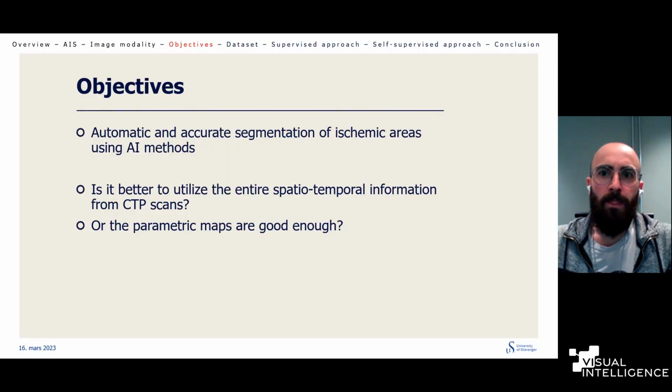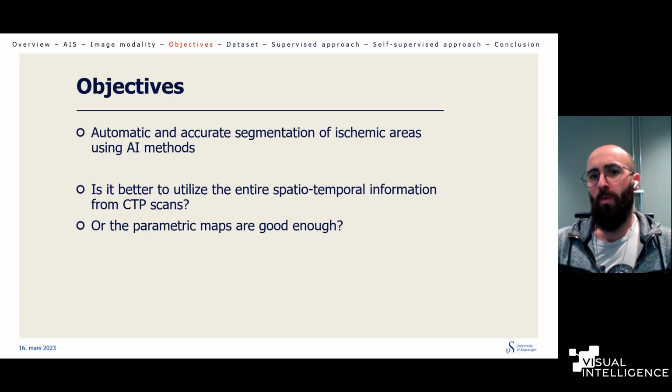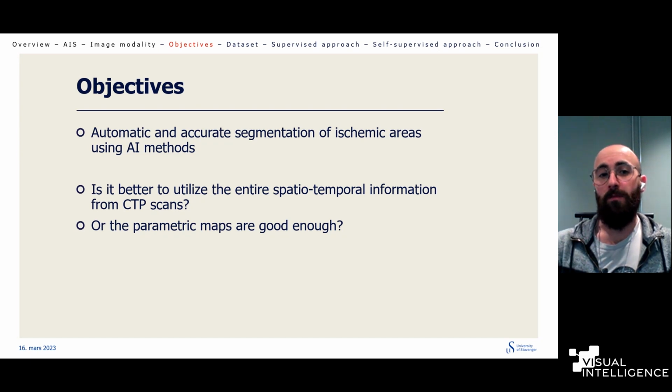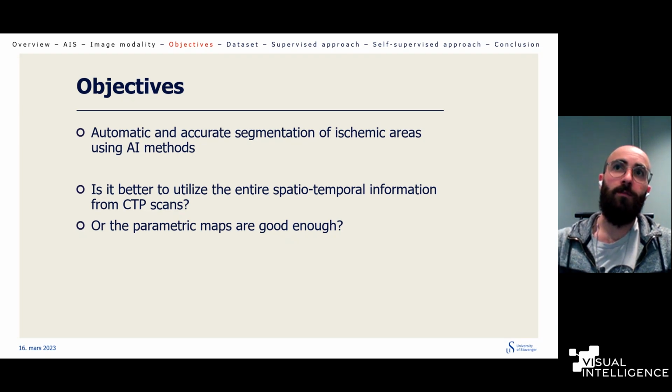Our objective for my PhD was to develop automatic and accurate segmentation methods for these ischemic areas using AI. It could be machine learning or deep learning, with supervised or self-supervised approaches. And one main question that we addressed was: is it better to utilize the entire spatial-temporal information from the CTP scans, or are the color-coded parametric maps good enough for this task?